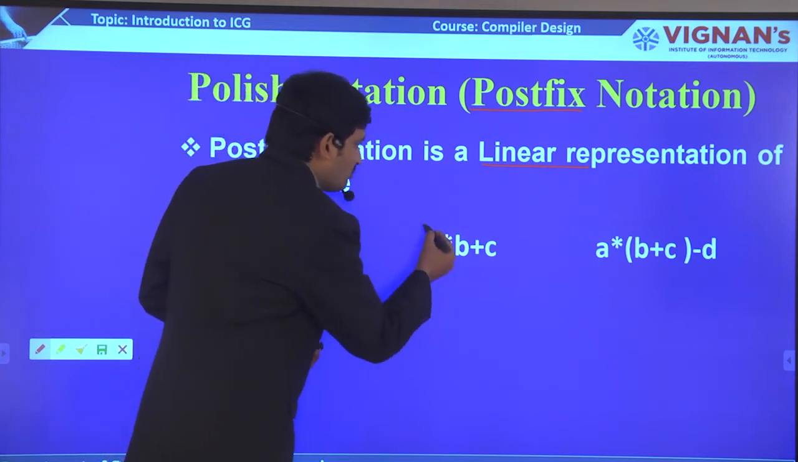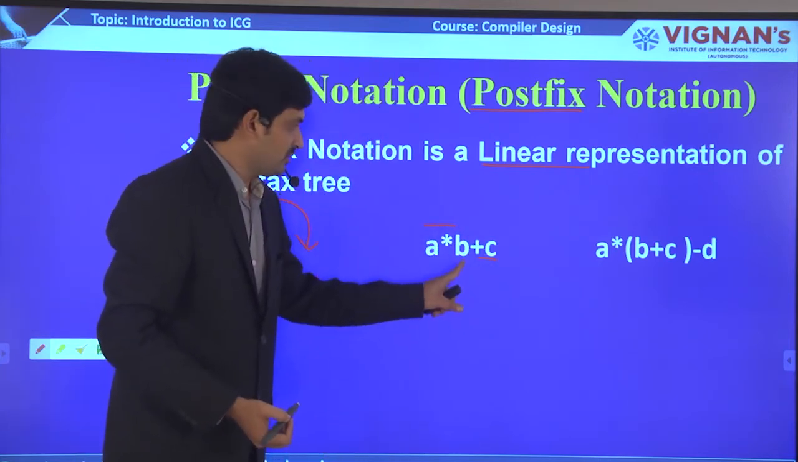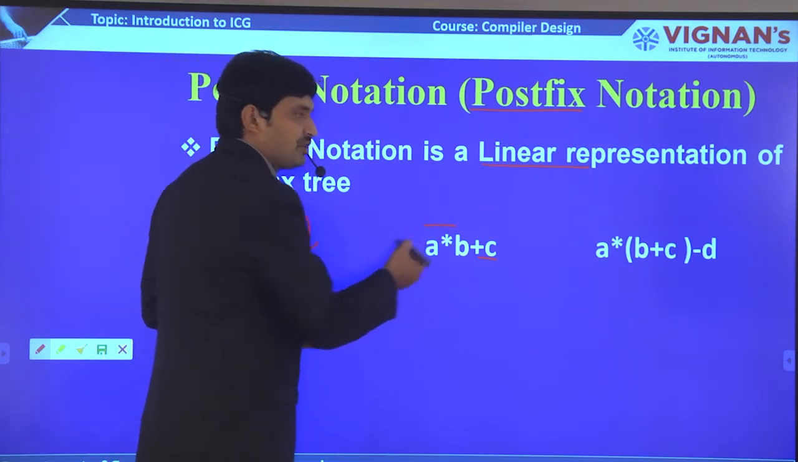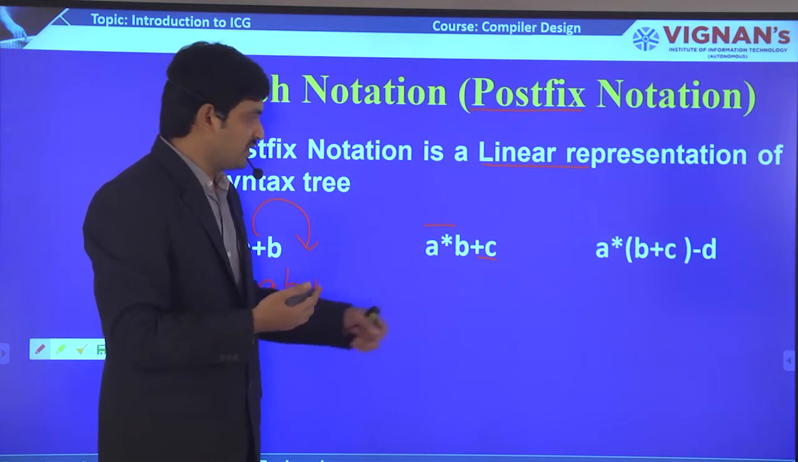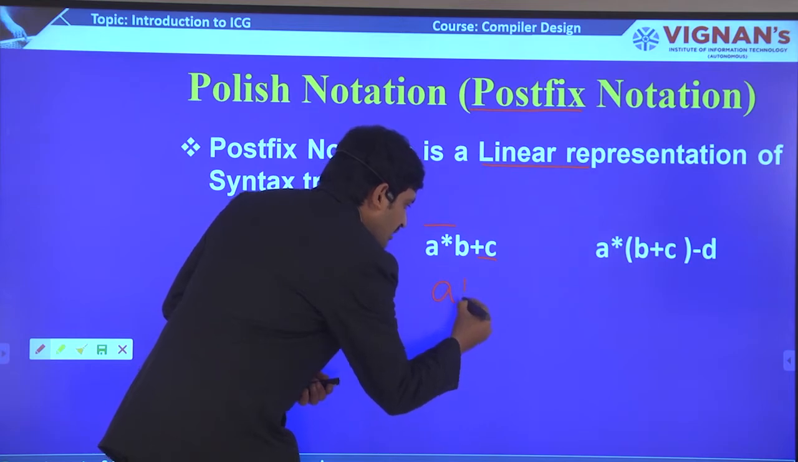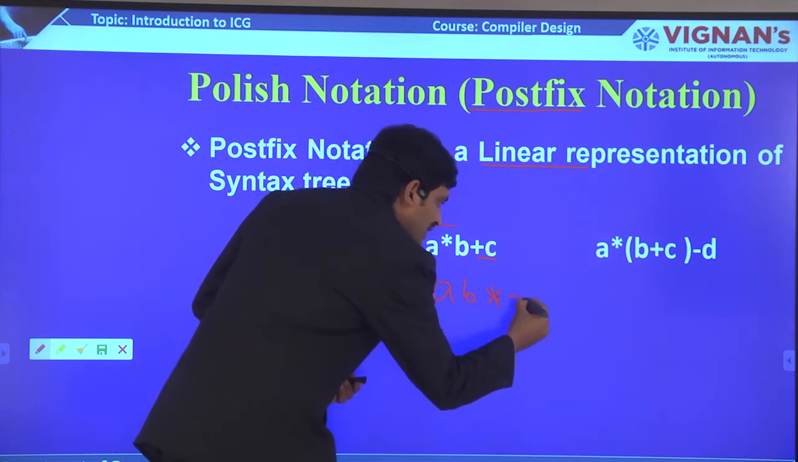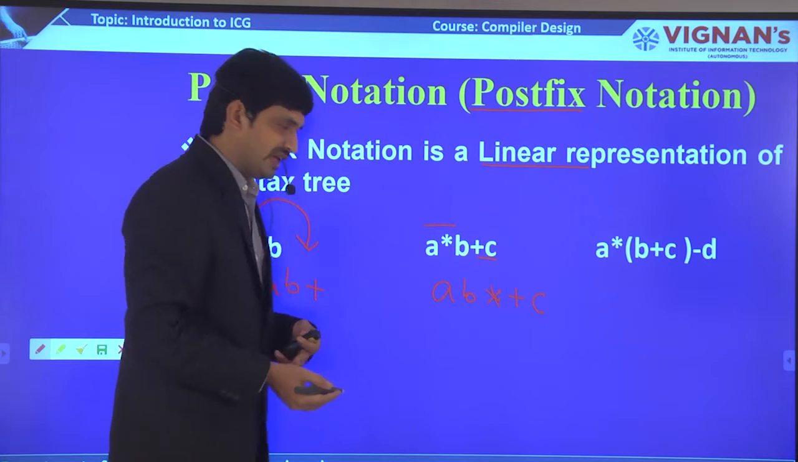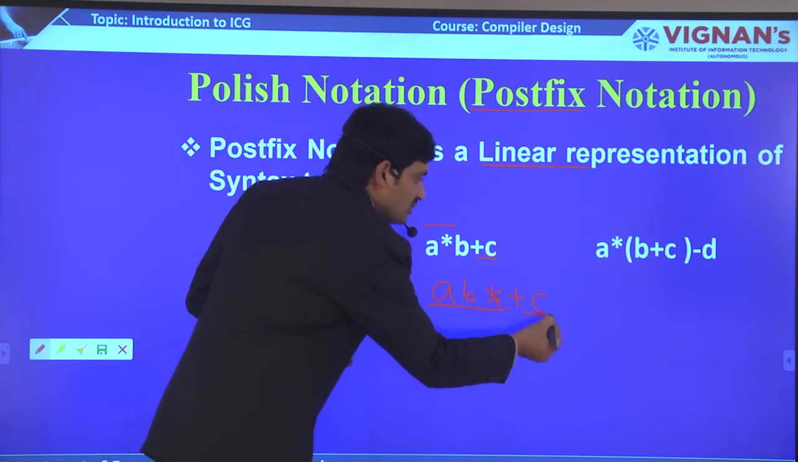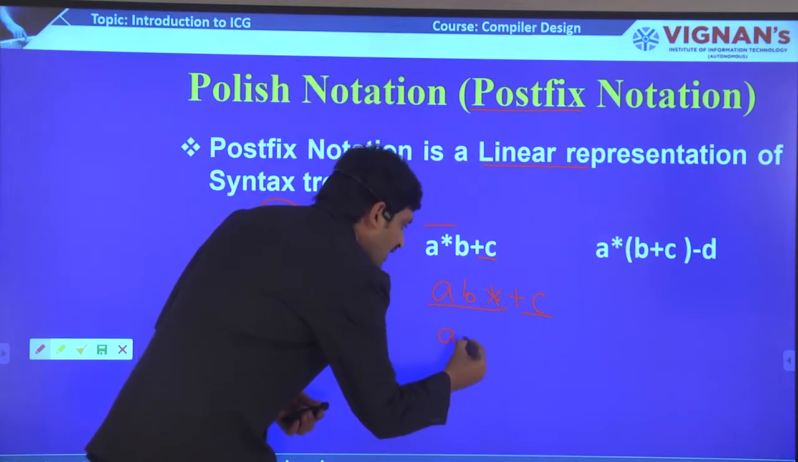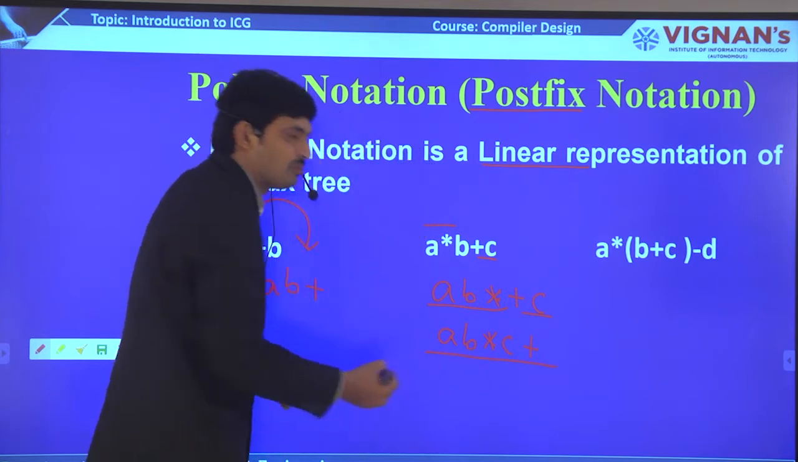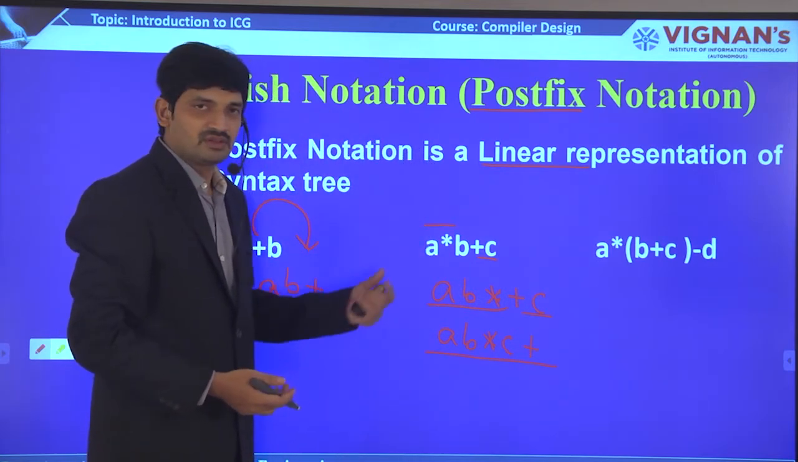Here there are 2 symbols, multiplication and plus. These are the 2 operators. So I have to deal with the multiplication first, because it has higher priority than plus. So I have to write a b star plus c, where I solve this one and I have to solve this one. So what you have to write: a b star c plus. So this is the postfix notation for the given notation.